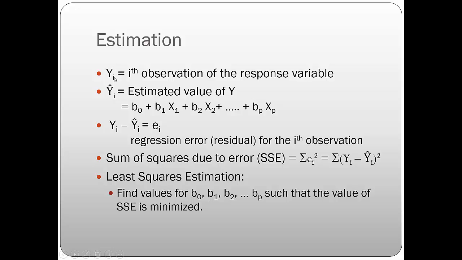Now the difference between y sub i and y hat sub i is our error. Our objective is to come up with estimated values for all these b coefficients such that this sum of squared error, y sub i minus y hat sub i, squared, so it's an error squared, is the minimum. That's why it's called least squares estimation.